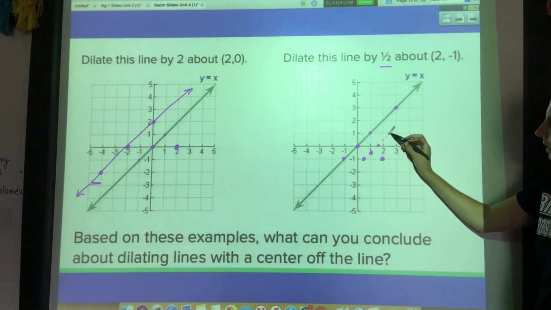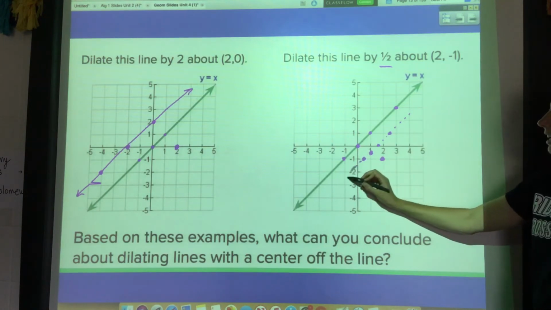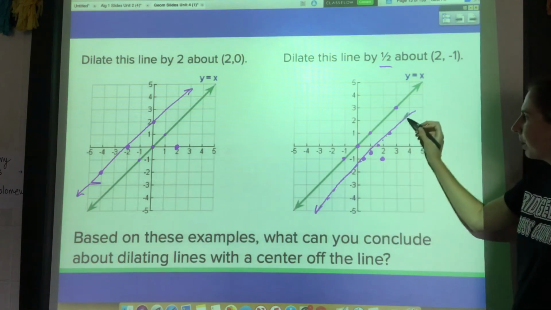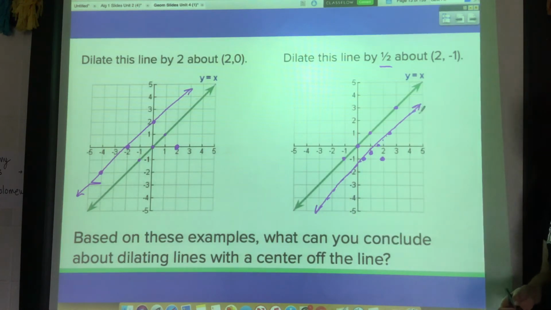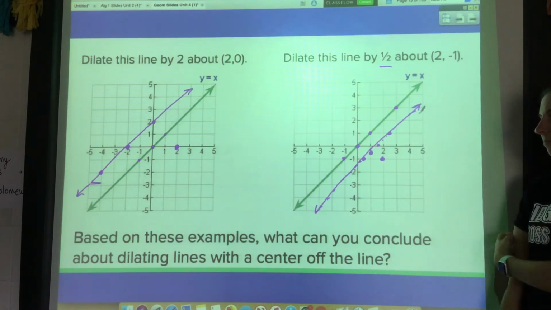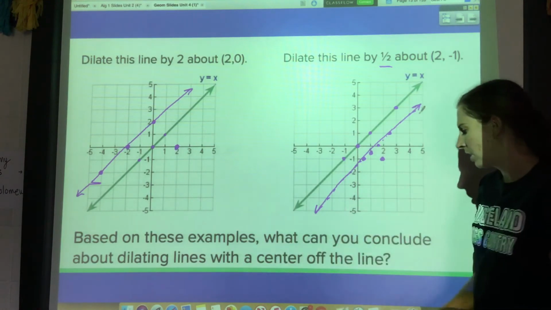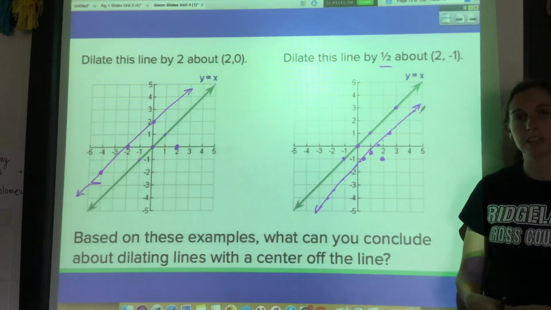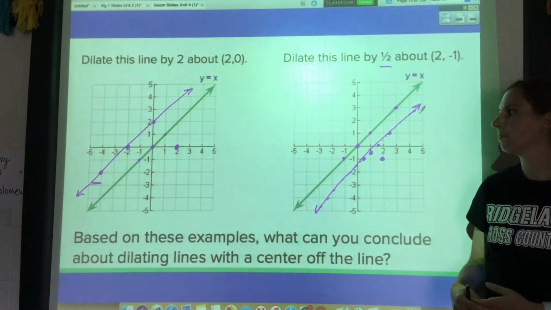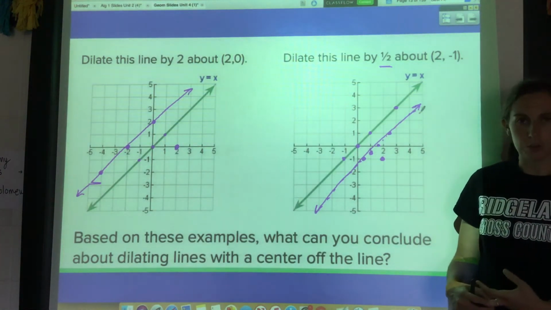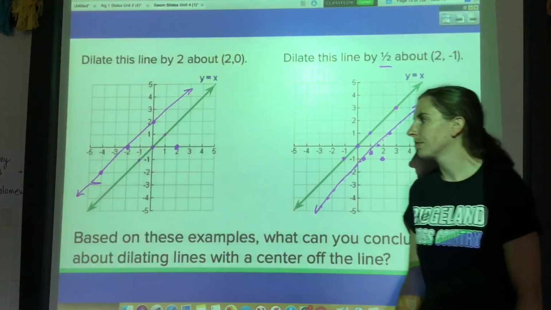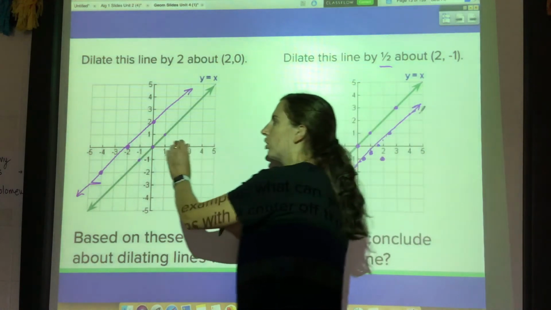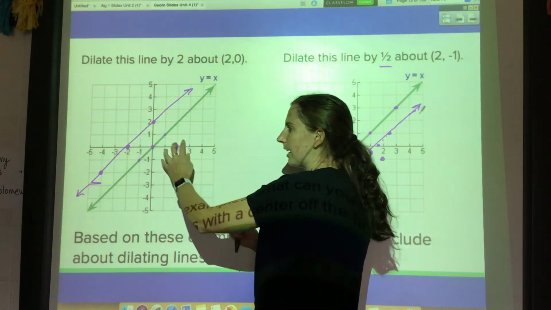And you'll start to notice all these points are going to look like this. They form a line that is once again parallel, but not exactly on that line. So based on the examples, what do you think you can conclude about dilating lines when the center is off the line? So basically what happens is, if the center is not on the line, it's going to either push the line away or pull it in closer.